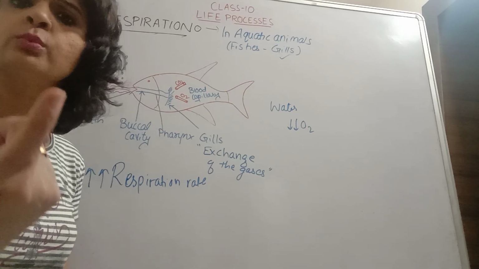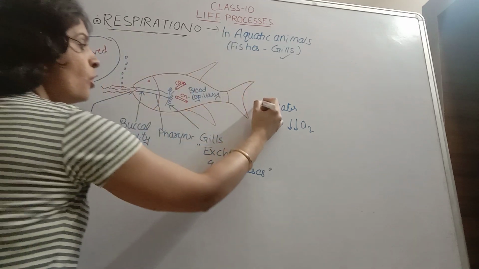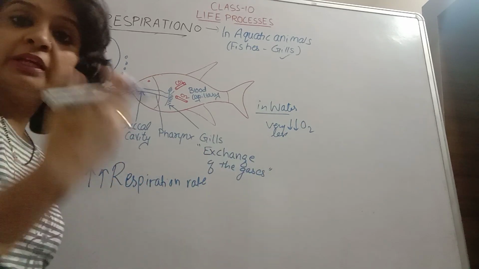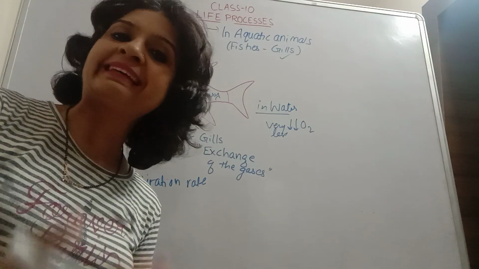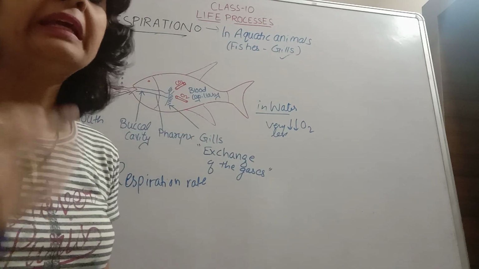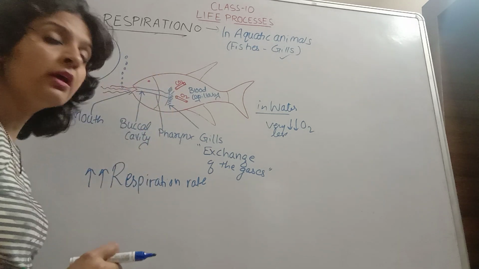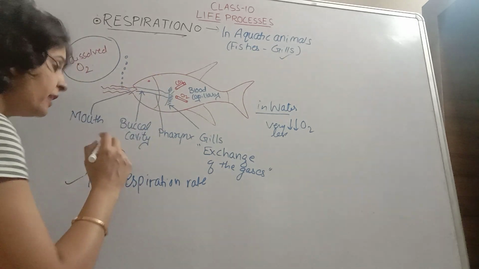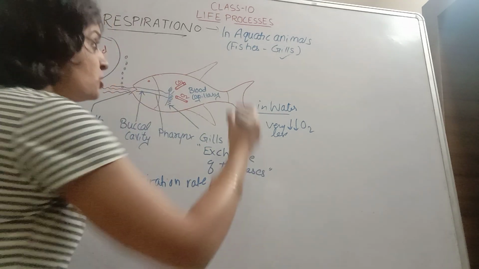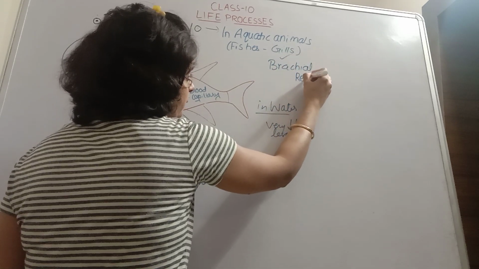The reason is very simple. Since the dissolved oxygen in water is very less, the breathing rate needs to be increased, and that is why the water needs to be pumped inside and taken in. That makes a different case for aquatic animals, the fishes which respire through gills. The other name for it is branchial respiration.